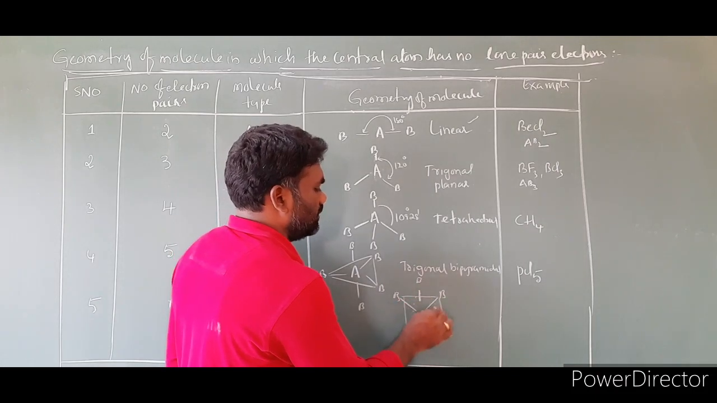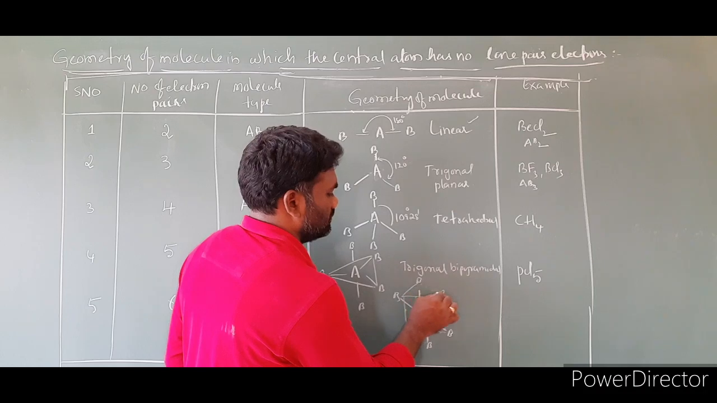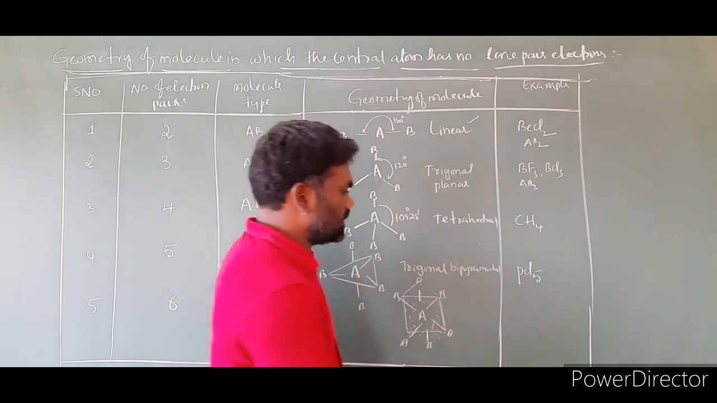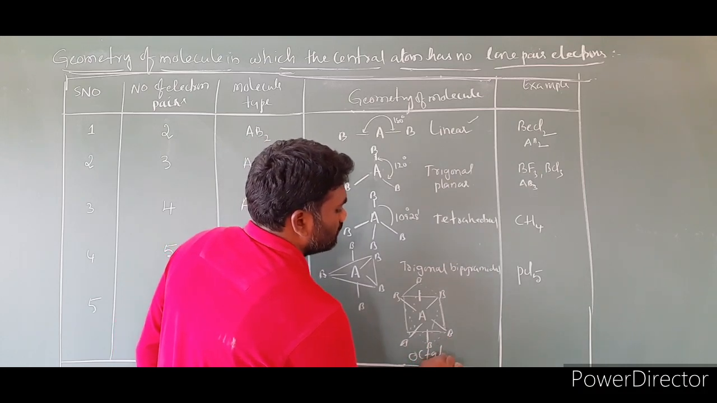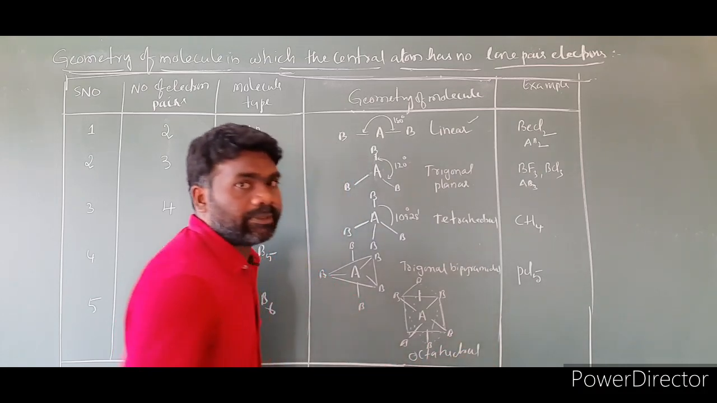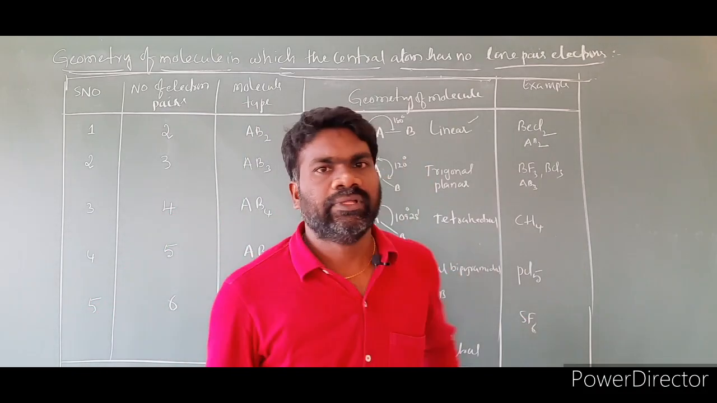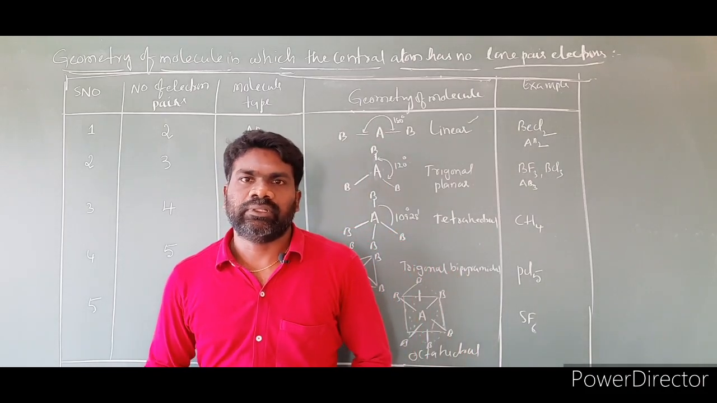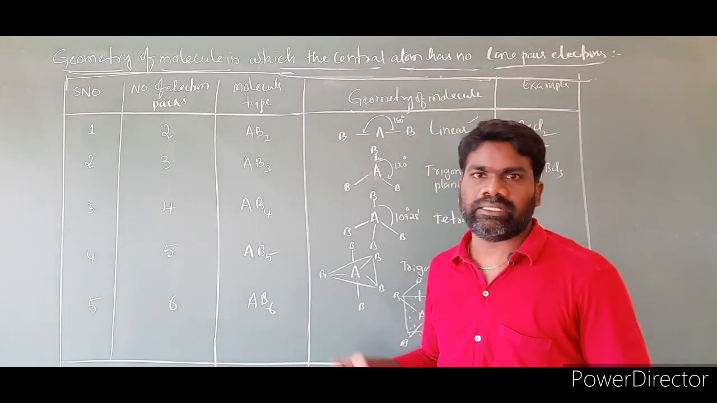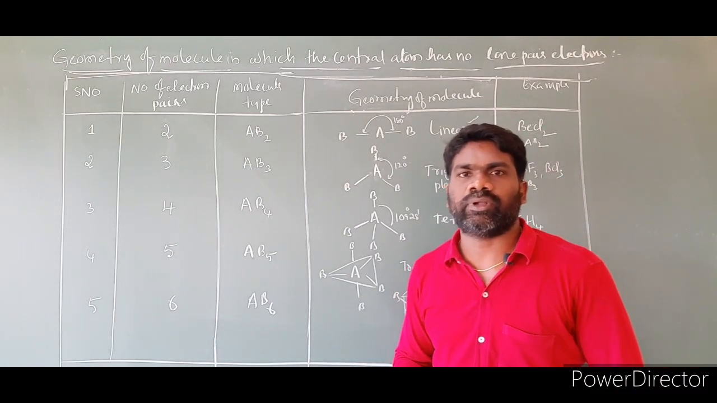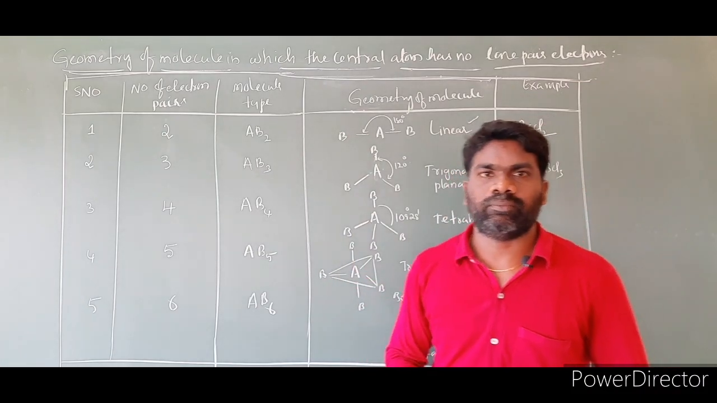The shape of this molecule is octahedral. Example: SF6. So these are some examples of molecules in which the central atom has no lone pair of electrons. In all these molecules, the central atom does not have any lone pair of electrons. This is the first category of molecules.